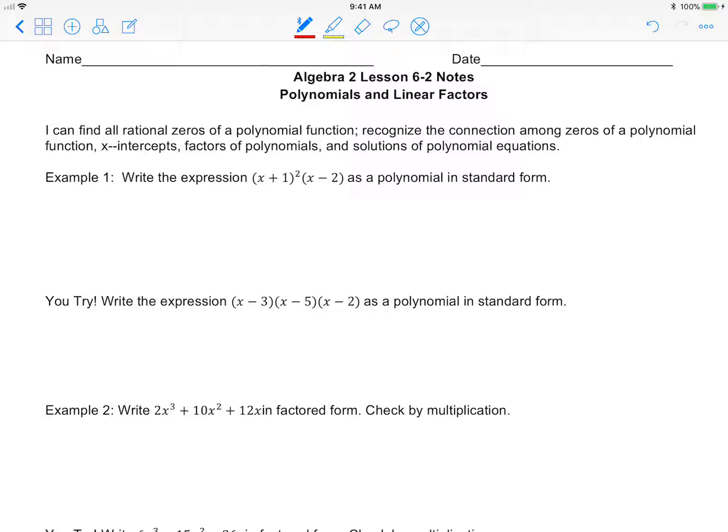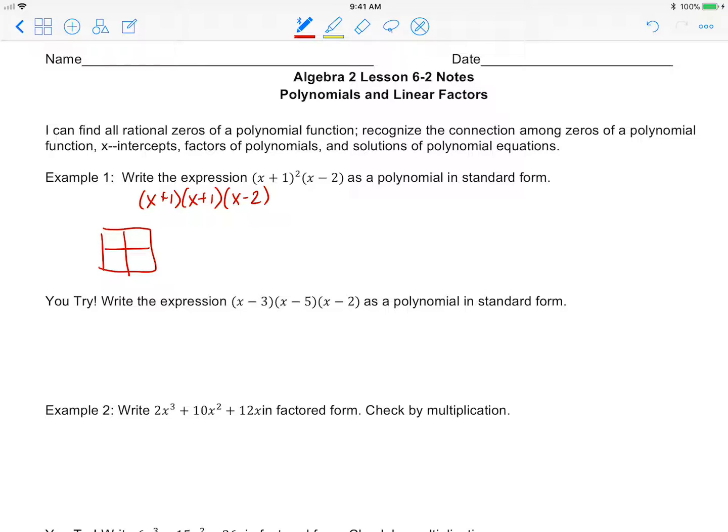polynomial equations. So for example 1, they want us to write the expression the quantity x plus 1 squared times the quantity x minus 2 as a polynomial in standard form. And this is just like in lesson 6-1. We are going to first multiply x plus 1 times x plus 1, and then we will multiply that product times x minus 2.